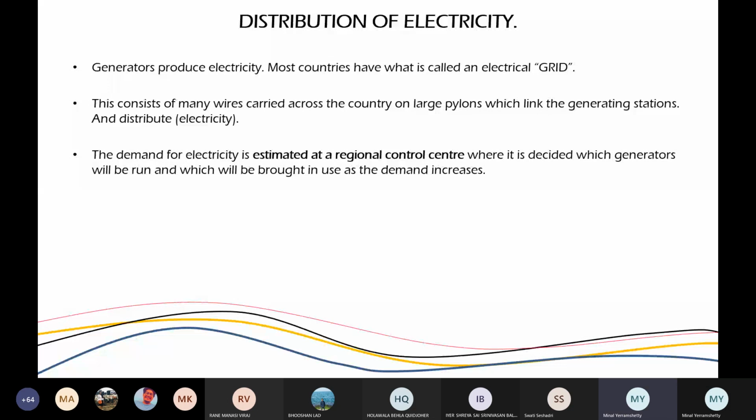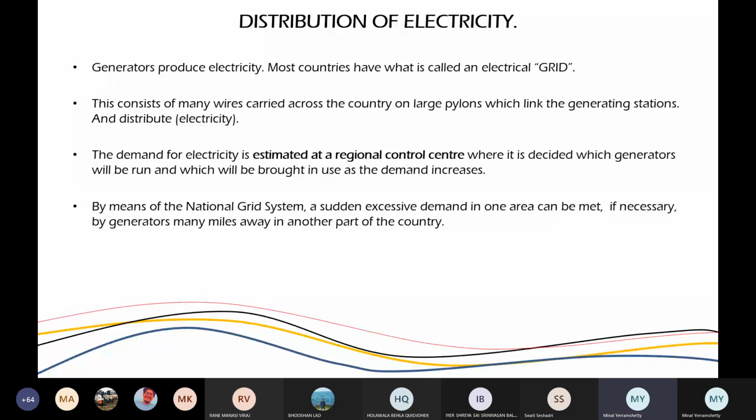Now, by means of the national grid system, a sudden excessive demand in one area can be met if necessary by generators many miles away in another part of the country. So that is how Dahanu is a part of Gujarat, but we get electricity from there. Here Gujarat will not oppose and say, why are we giving to Maharashtra, because this is decided. It's basically a national property, of which Gujarat and Maharashtra are part.